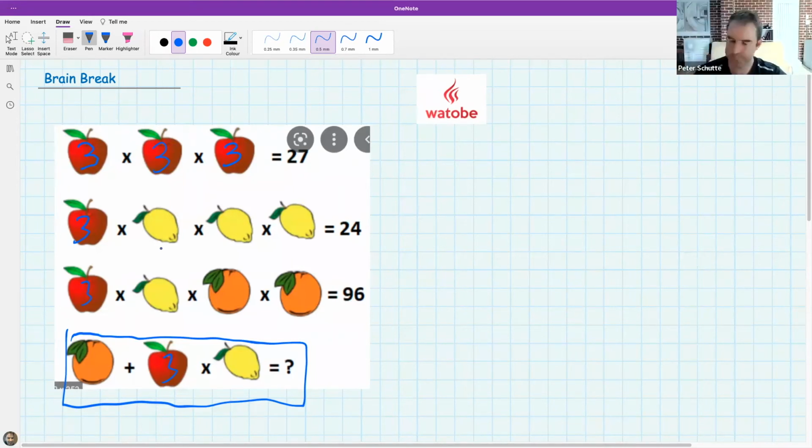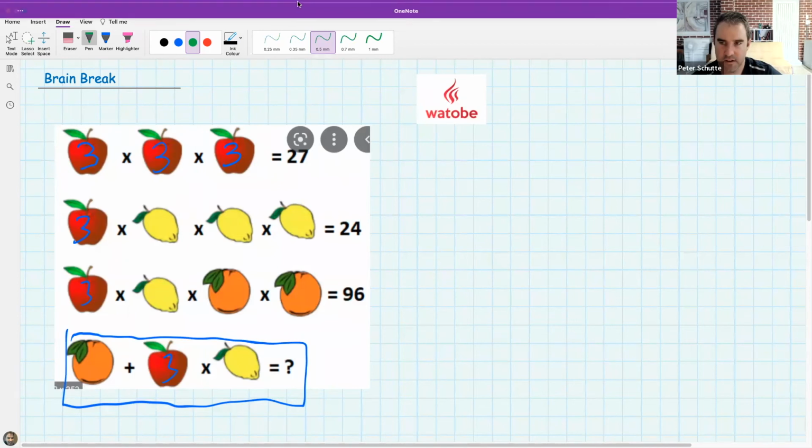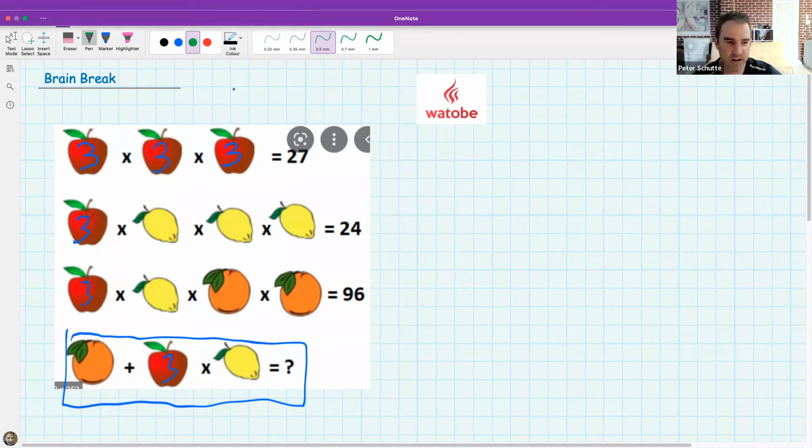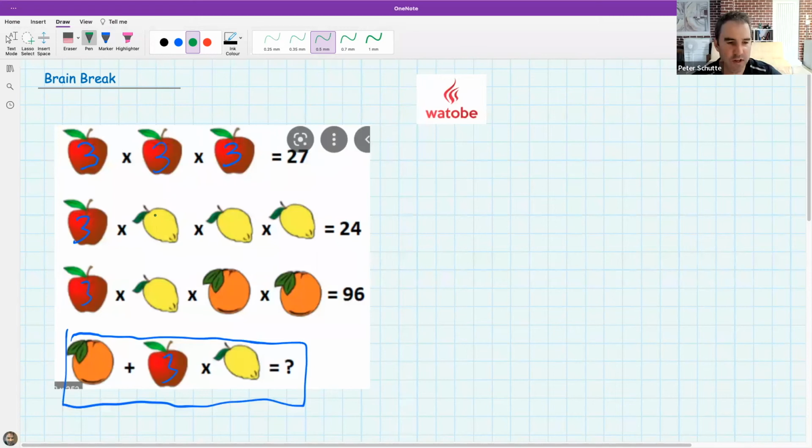Let's have a look then. What do you guys think the lemon is going to be? I see people are saying it's a 2. So 3 times 8 is 24. And then if you put these as 2s, 2 times 2 times 2 is 8.